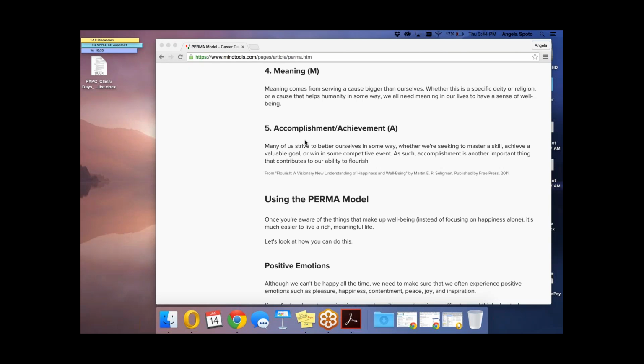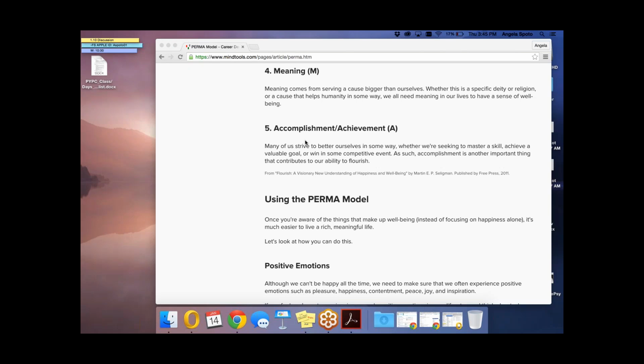So, for a lot of students, and even for myself, when I first started trying to incorporate more of the PERMA model into my life, I had to really think about what that meaning was for me. It's not always religion, and it's not always the same. So we have to really dig deep and find what that is that serves a bigger cause to us.